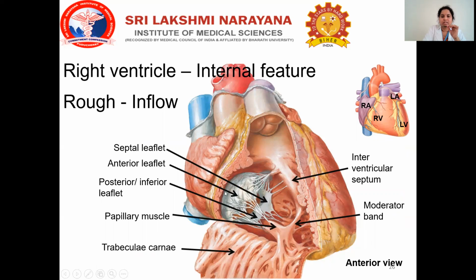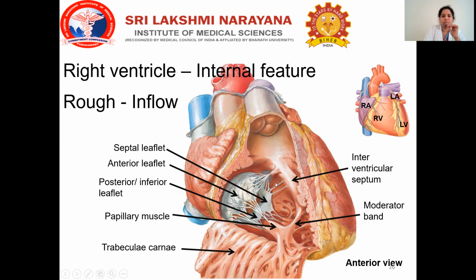After opening the sternocostal surface of the right ventricle, the following features are observed. The right ventricle presents a rough inflow path. The inflow path presents three features: bridges, ridges, and pillars. These rough portions are called trabeculae carneae. Trabeculae carneae are considered as ridges. They are simple linear elevations.